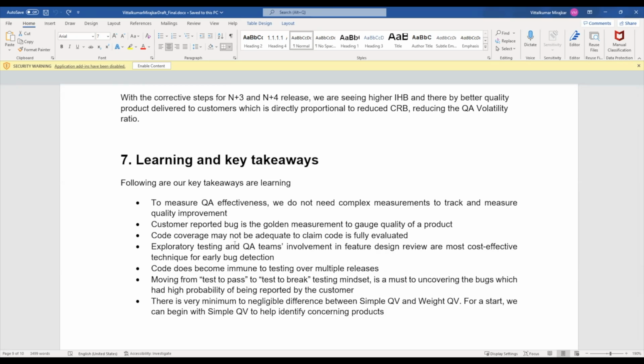Code coverage, path coverage, conditional coverages. Though those traditional metrics are good, we need not have that kind of a setup to start measuring quality for our products. We could simply start with the PCR measurement, very similar to PCR, quality volatility measurement. It's a fairly simple, easier way to move forward.